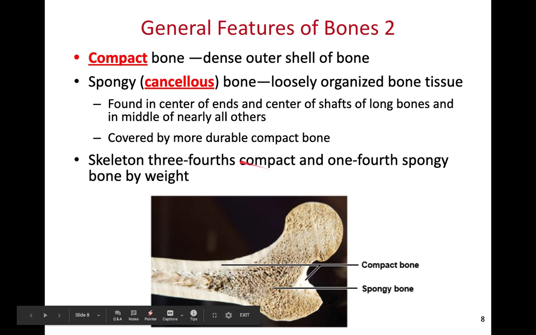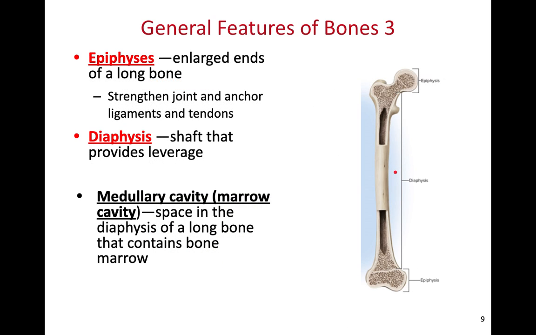So our skeleton is overwhelmingly compact bone, and then we have a little spongy bone mixed in based on the mass or the weight. As we look at a long bone, these long bones can be idealized into some broad regions. We can have epiphyses and diaphyses. The epiphyses is going to be the enlarged end on the proximal and distal end of a long bone. The diaphysis, I'm using the singular, is going to be the middle portion of the long bone. Our diaphysis is typically going to be hollowed out and will have a medullary cavity or marrow cavity within it.